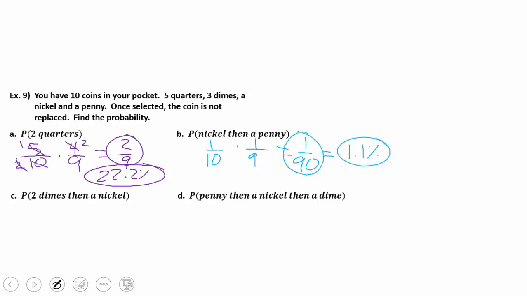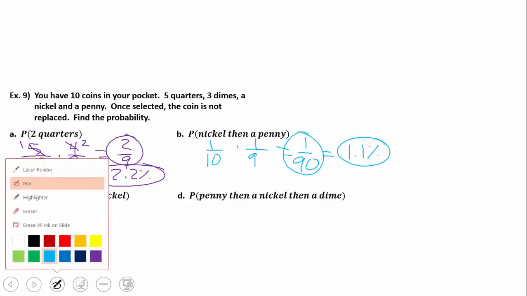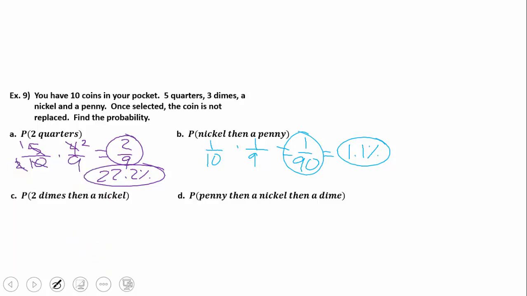Going on to part C, 2 dimes and then a nickel. Ooh, we're going to take out 3 coins this time. 2 dimes and then a nickel. So how many dimes? There's 3 dimes. So my first pull is 3 out of the 10. And I've already taken a dime, so there's only 2 left. And I've already taken a coin, so there's only 9 coins left. And now I'm going on to a nickel. Well, there's 1 nickel, but there's only 8 coins left.